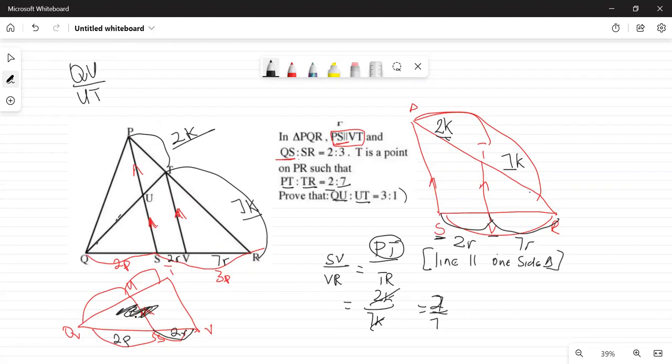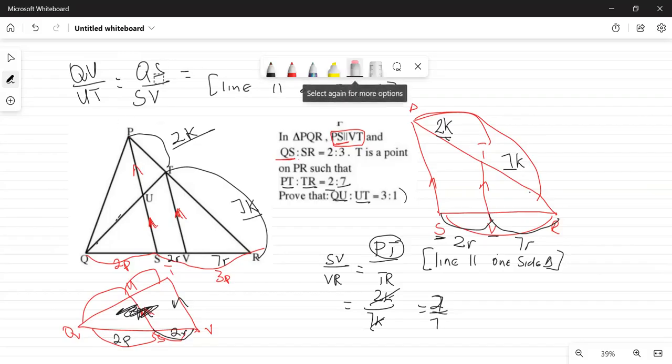Now, QU and UT, you get it with this diagram here. This is the diagram that you're going to use. It has QU all over UT. Now, QU all over UT, because of these parallel lines, you see these parallel lines again? It should be equal to what then? It should be equal to QS all over SV. And then we'll tell them why we are saying that. We're saying that because we have a line which is parallel to one side of a triangle. But we know what QS is. What is QS? It's 2P.